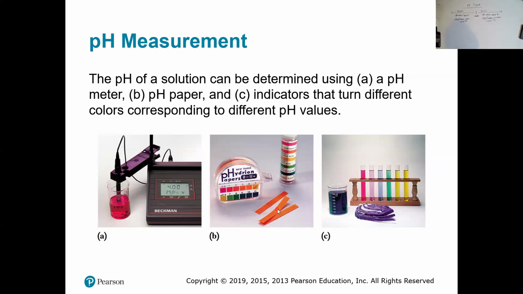So in this case, we're looking at something that has this orangish color, so maybe a pH of 3 or 4 in this case. You also have indicators that turn different colors based on their pHs. So you can have a solution and you can compare it to a known indicator to figure out its pH, or you can add an indicator to it and see what color it turns.